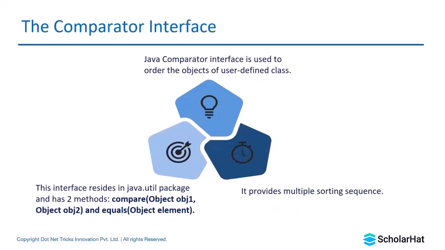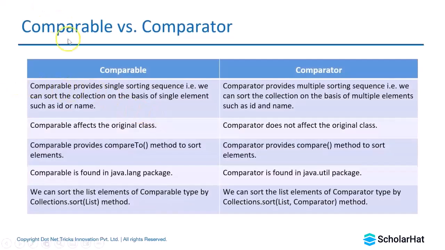As I told you, it is a top-up of the Comparable interface, because in the Comparable interface you need to modify your own entity, but here we actually create a different class to make it a comparator. That's how the differences also come into the picture. Comparable affects the original class, but Comparator does not affect the original class, because we create a specific different class to compare the objects. Here we have the compareTo method to sort the elements, and here we have the compare method to sort the elements.